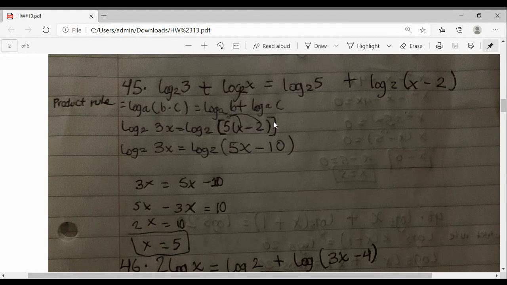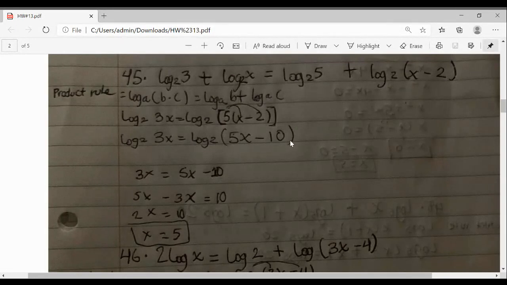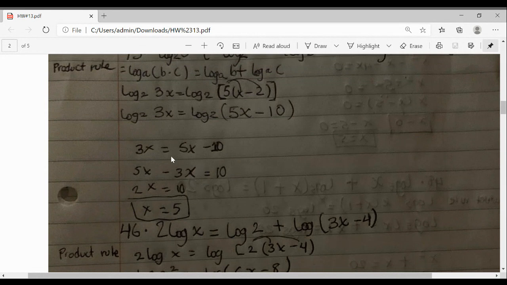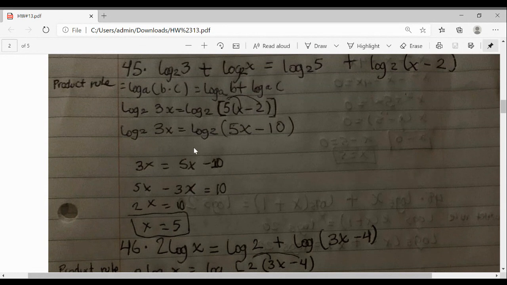5x minus 2. So then I got 5x minus 10. And this is the first step, but then I have to place the numbers with the same variables together. Okay, before that, Anna, how did you get from the second step to the third one? From here, log base 2 of 3x, right.